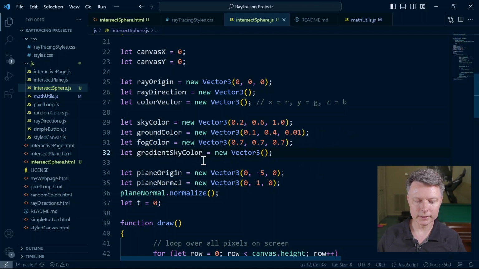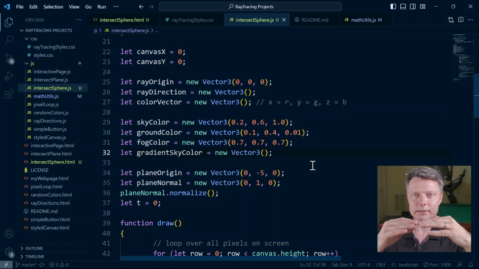And we'll compute that later. So now at this point you should have 4 colors here. We have a sky color that's like a bright blue color, and then we have a ground color which is a medium green, and then we have a fog color which is a light gray color, and now we have this new gradient sky color, and that's going to transition from the fog up to the top of the sky, which is this sky color right here. So it should go from like a grayish color to a deep blue as you get higher in the sky.